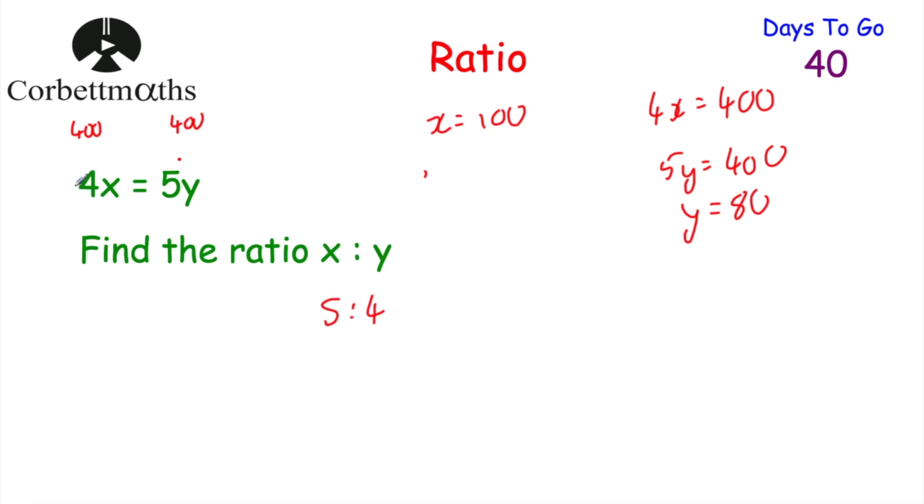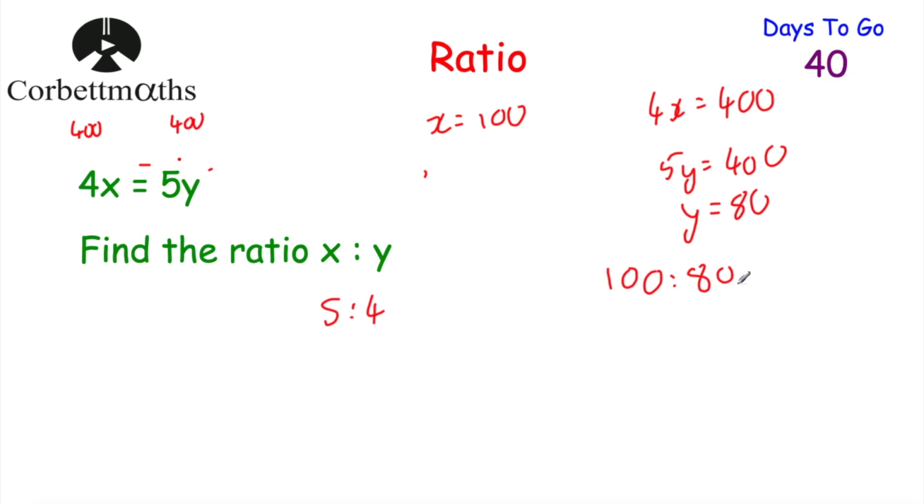4 times 5 is equal to 20, and 5 times 4 is equal to 20, and then obviously that would give you the ratio. But here we've got x is equal to 100 and y is equal to 80. We've been asked to find the ratio x to y, so let's write this as a ratio. We've got 100 to 80. The value for x that we found was 100, and the value for y that we found was 80.